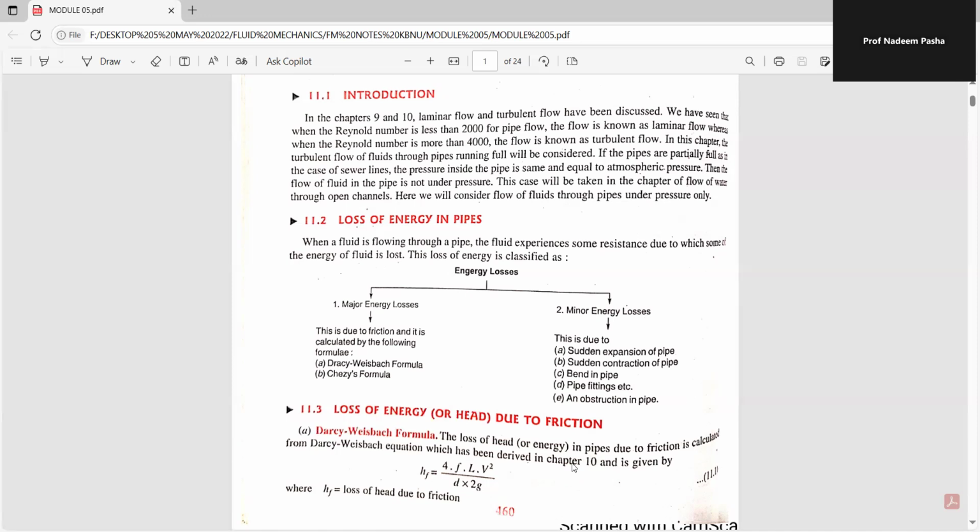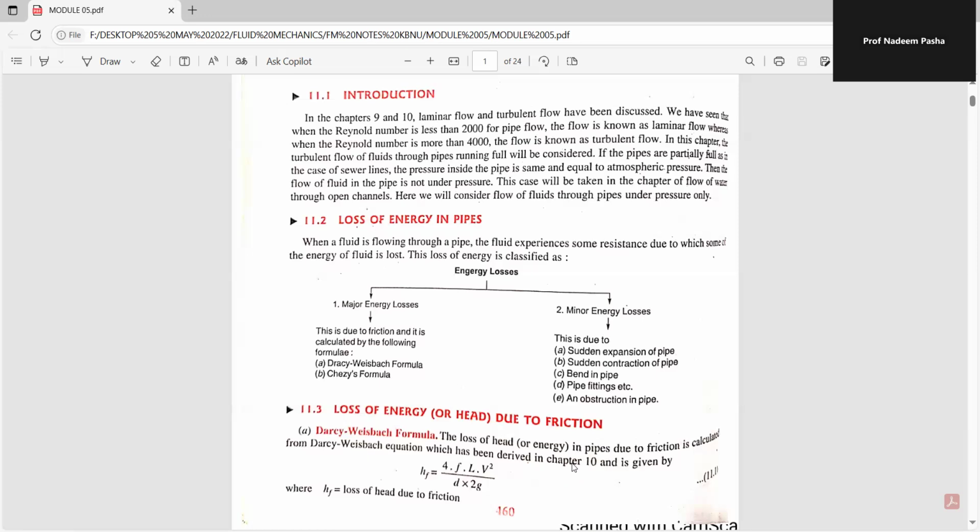of head due to sudden expansion of pipe, loss of head due to sudden contraction of pipe, bends in pipe, pipe fitting, and obstruction in pipe. Different chances are there that the pipe may get affected by minor losses.